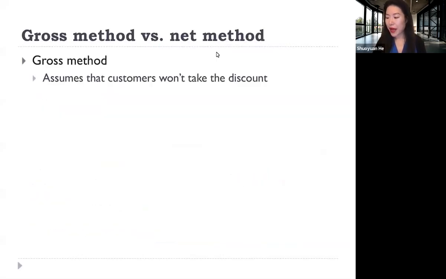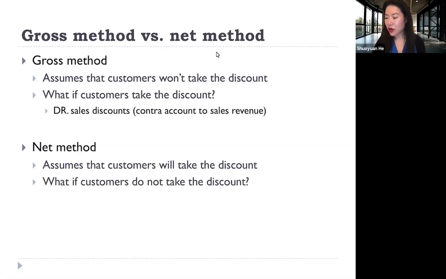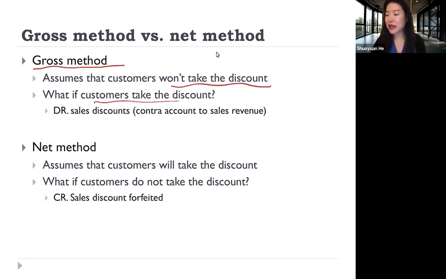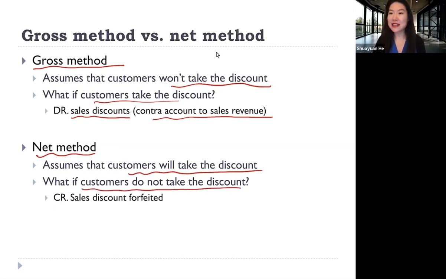And if we compare these two methods, again, under the gross method, the assumption here is the customer will not take the discount. And what if the customer takes the discount? We debit sales discount, which is a contra account to sales revenue. And under the net method, we are making the assumption here that the customer will take the discount. And what if the customer does not take the discount? We credit sales discount forfeited.